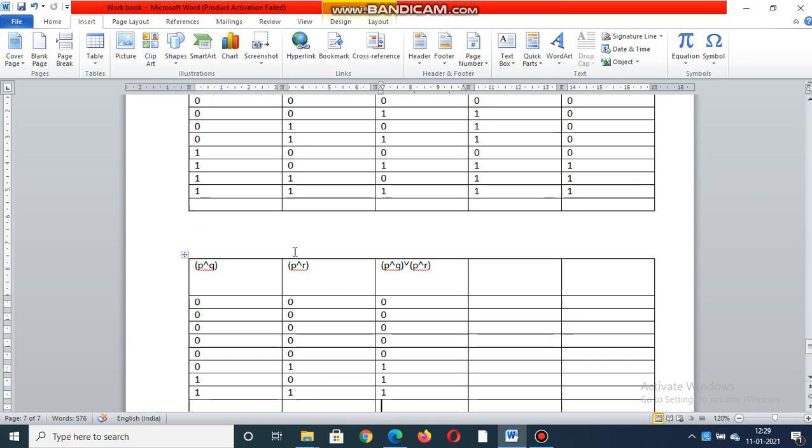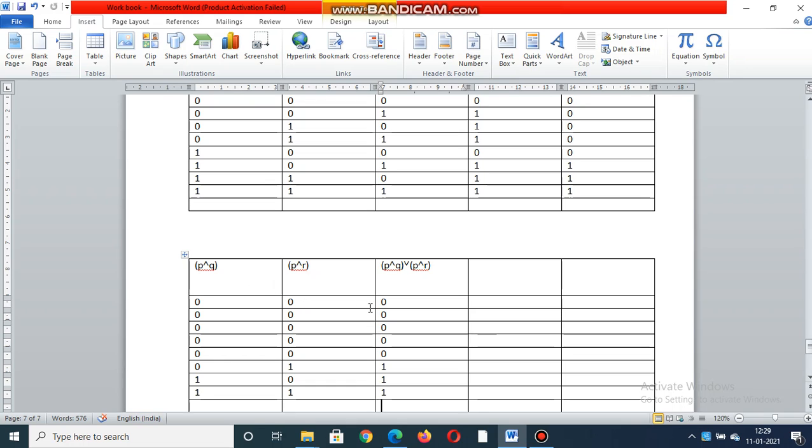Next, these two columns once again we are going to disjunct. Once you have done all this, the RHS part is over. P conjunction Q whole disjunction P conjunction R. So these two columns we are going to disjunct.